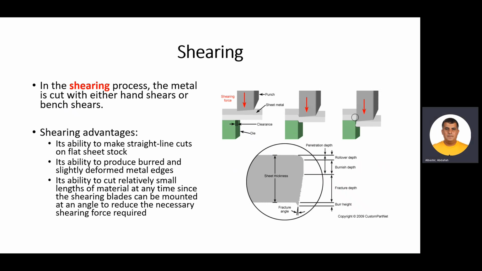The shearing advantages: its ability to make straight line cuts, its ability to produce burred and slightly deformed metal edges, its ability to cut relatively small length of material at any time, since the shearing blades can be mounted at any angle.